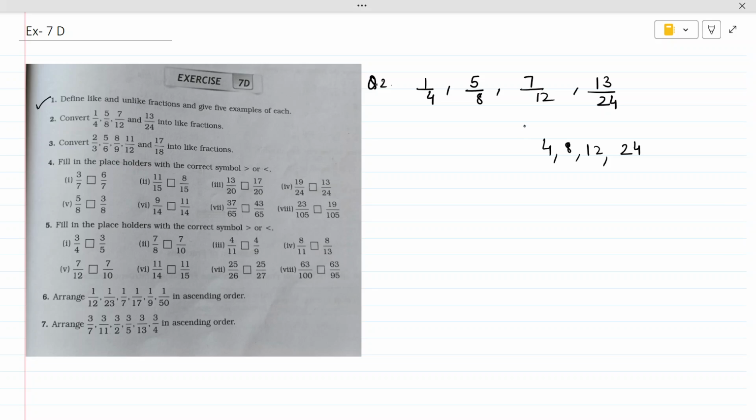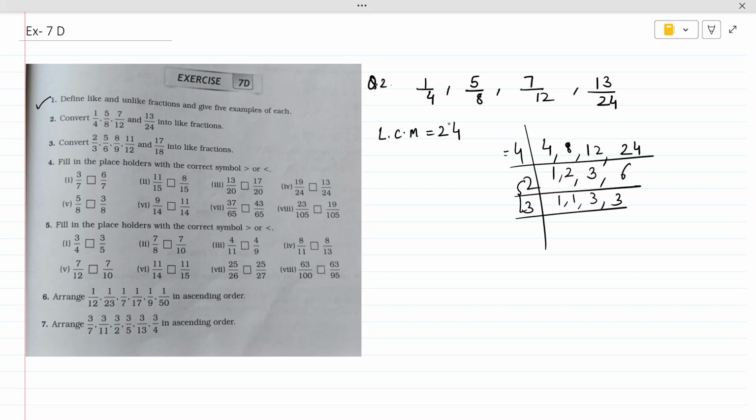Let's find out the LCM with 4. 4 into 1 is 4, 4 into 2 is 8, 4 into 3 is 12, 4 into 6 is 24. Again 2, 1 and 3, and with 3 now. Now what is the LCM? 3 into 2 is 6, 6 into 4 is 24. So our LCM is 24 here.